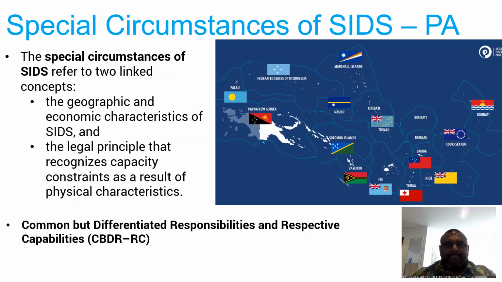There are two key concepts to look at when it comes to climate justice for SIDS. The first one is the special circumstances of SIDS. The special circumstances of SIDS refer to two linked concepts: the geographic and economic characteristics of small island developing states, and the legal principles that recognize the capacity constraints as a result of the physical characteristics.